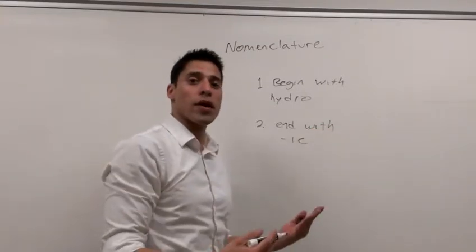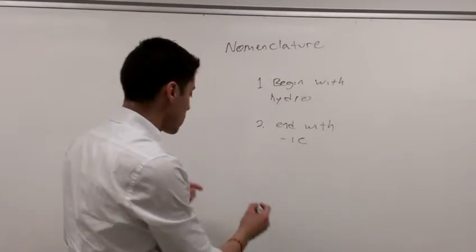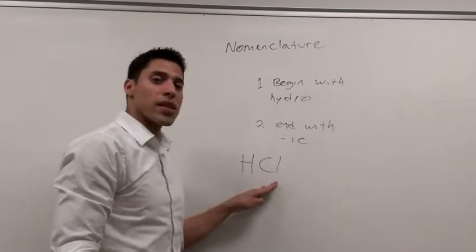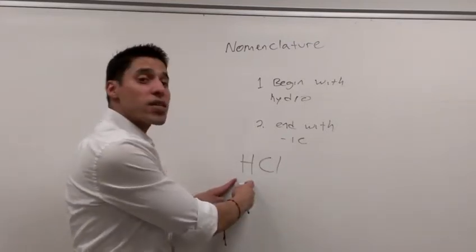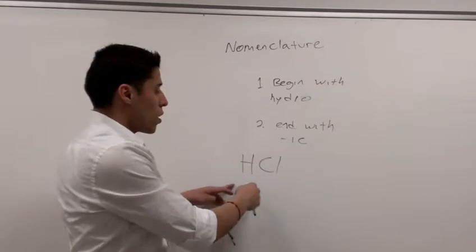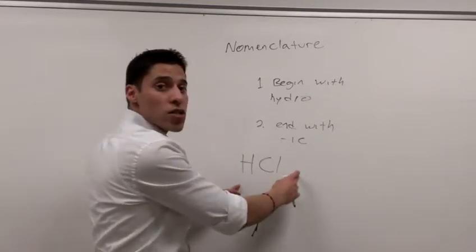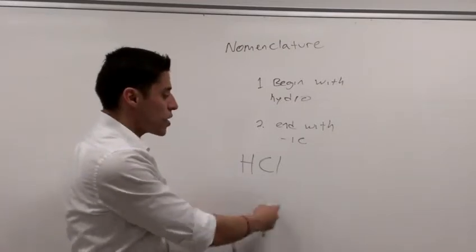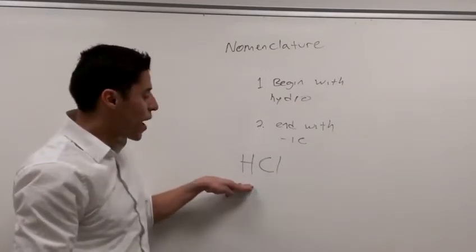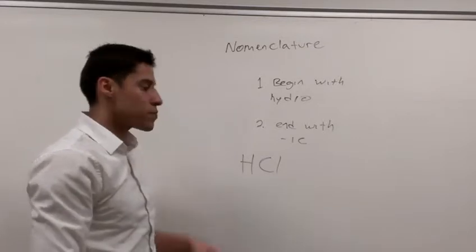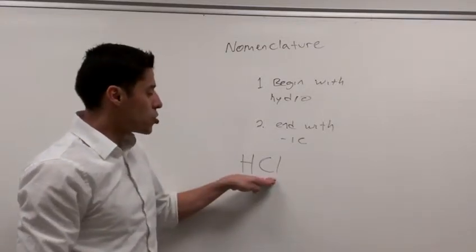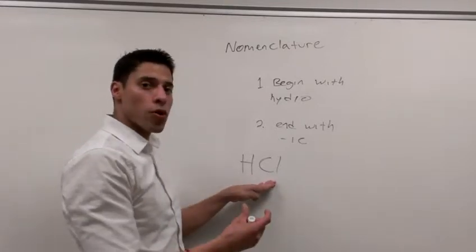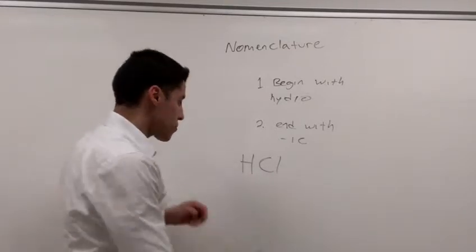So for example, earlier I drew out HCl. We know it's an acid because it starts with an H. It doesn't have an oxygen, so it's a binary acid, meaning that the name is going to begin with hydro and end with ic. It's going to be hydrochloric acid. So basically all you're doing is using the atom that's attached to the hydrogen as the root word and changing the ending to ic.